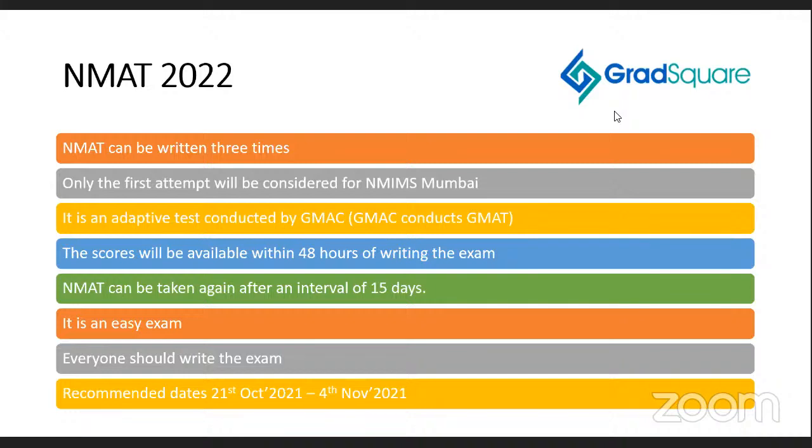Would the other campuses of NMIMS consider later attempts of NMAT? Rohitashvi, yes, they will. If you are not looking to apply to NMIMS Mumbai, but if you're looking to get into Bangalore, Hyderabad, or Navi Mumbai campuses, then they will actually look at the best of your 3 attempts. Right? They will take into consideration the remaining attempts as well.